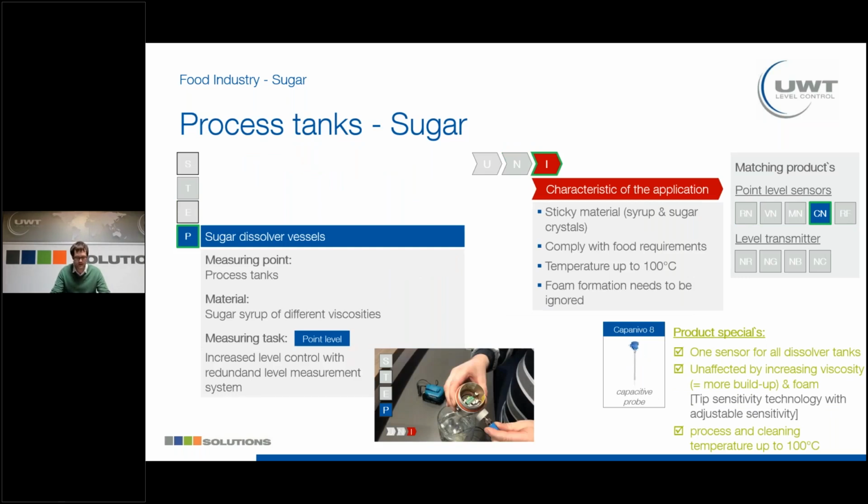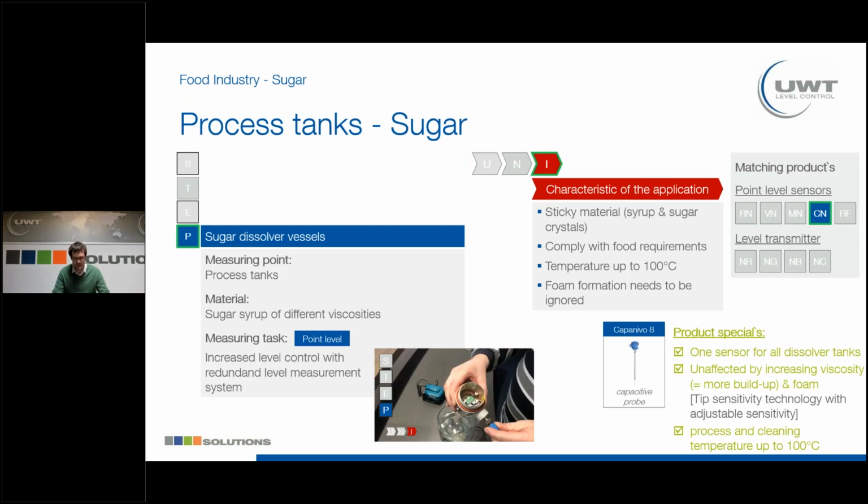The next one is the processing of the sugar, and we start with an intensive application. We do have the dissolver vessel here and the different viscosity of the sugar syrup. So the increased level control with the redundant level measurement system. So we need one UWT unit for all different viscosity syrups here. Still we have very sticky material and a huge buildup. So the more viscous it gets, the more buildup we do have.